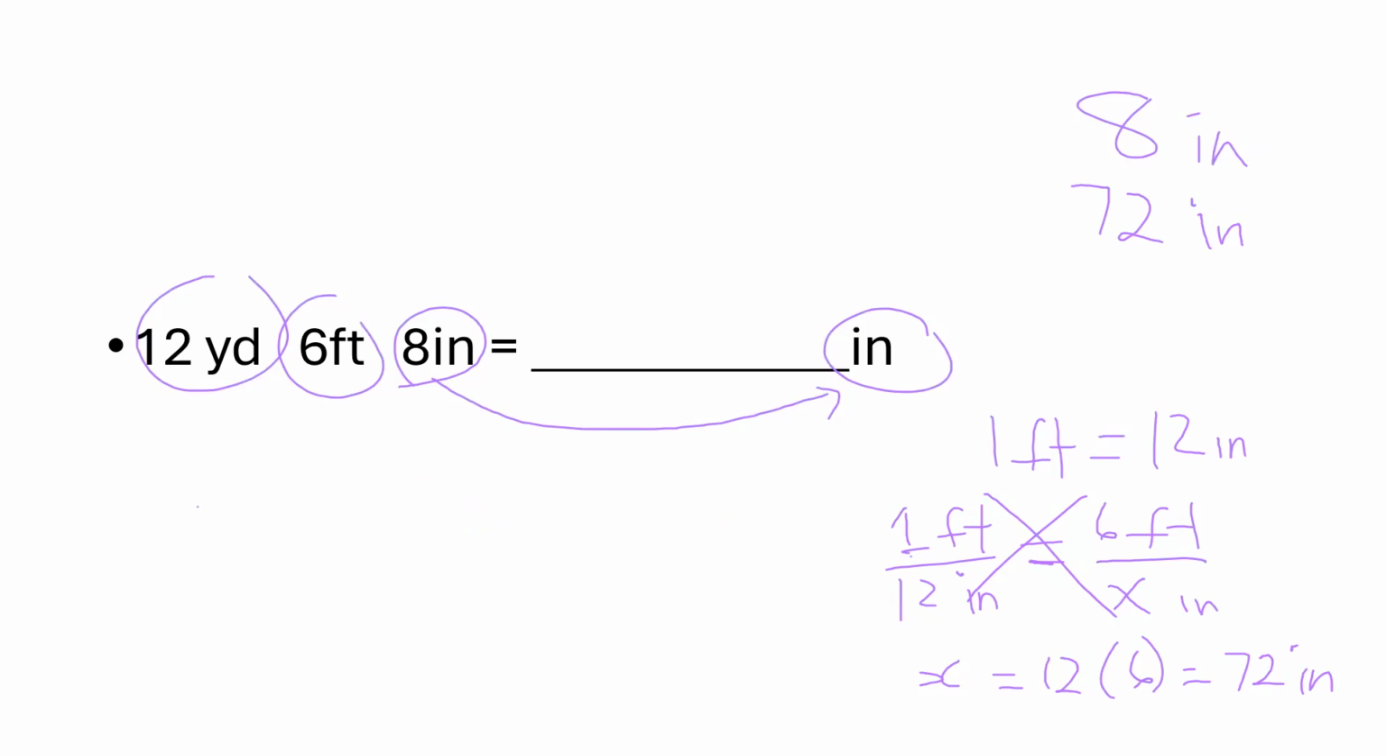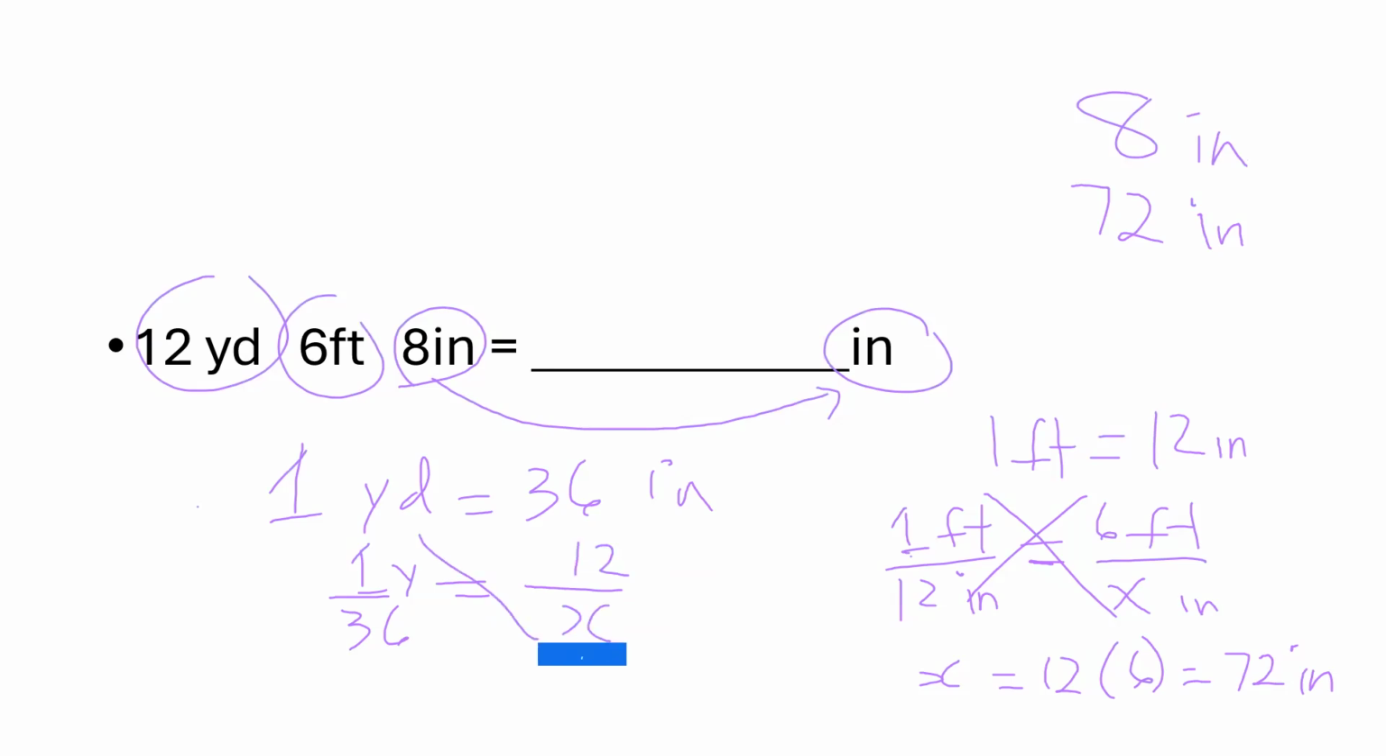Now, 1 yard is 36 inches. So I could set this up again as a proportional equation. 1 yard over 36 inches equals. Because I have yards on top, if I put yards at the bottom, I have to put it at the bottom on the other side. So 12 yards, and then X inches, cross multiply.